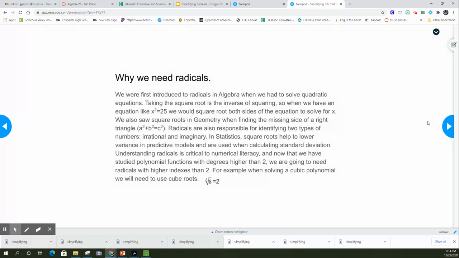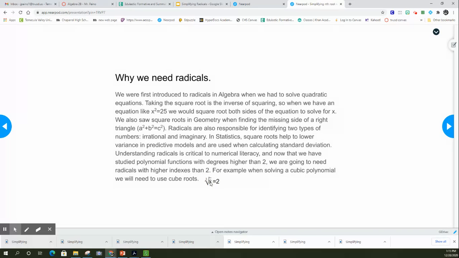Now that we've studied polynomial functions last unit, so cubic polynomials, fourth degree polynomials, something other than quadratics, we're going to have a need for something other than just square roots. This is a higher index than 2. What's an index? It's the root. If I want the cube root of 8, 3 is the index number.